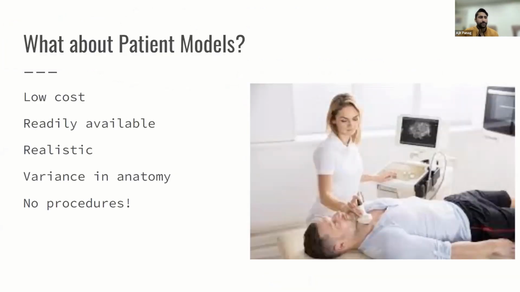Okay, so what about patient models? This is kind of the last thing. So they're low cost, they're readily available, they're much more realistic than any simulation could ever be. And they do show that variance in anatomy that I was talking about, variance in body habitus, but they are limited by the fact that obviously we're not going to go around poking our patient models with needles, so no procedures. But this is why simulation really shines for things that are more invasive, like peripheral access, central access, nerve blocks, TEE, and even some transvaginal simulators that are out there.